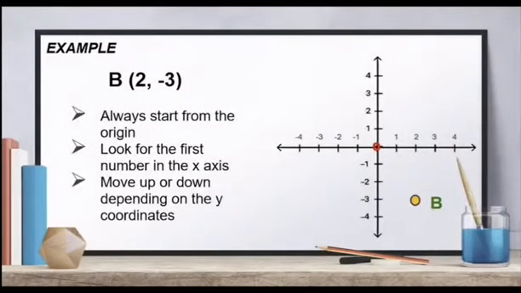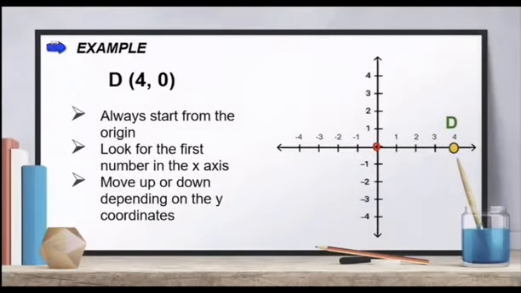Example, point B whose coordinates are 2 and negative 3. So always start from the origin and then from there, we move 2 units to the right. And from 2, since y is negative 3, we move 3 units down. Therefore, point B is located in Quadrant IV. Another example, point C whose coordinates are 0 and 2. Always start from the origin. In this example, point C is located on the positive y-axis.